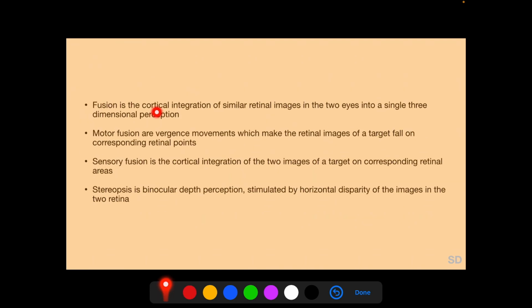Fusion is the cortical integration of similar retinal images in the two eyes into a single three-dimensional perception. Motor fusion are vergence movements which make the retinal images of a target fall on corresponding retinal points in the two eyes. Sensory fusion is the cortical integration of the two images of a target on corresponding retinal areas of the two eyes. Stereopsis is binocular depth perception stimulated by horizontal disparity of the two images of an object being projected on the retina of the two eyes.